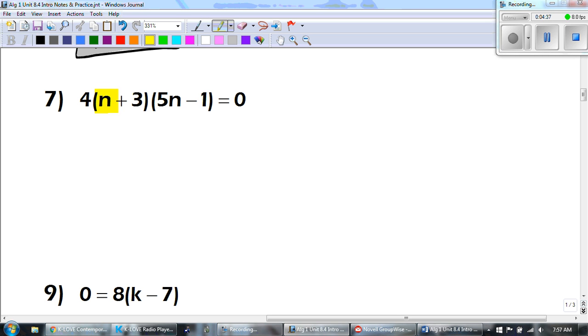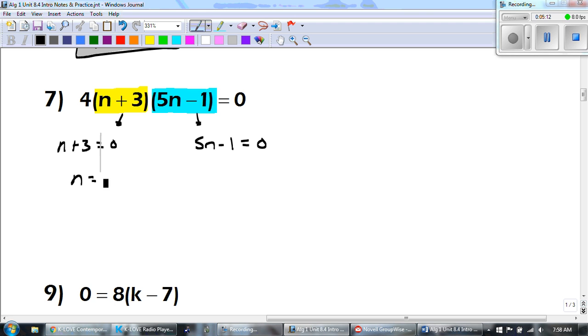Okay, so for number 7, I've got two variables right there. And we're just going to go ahead and set everything with the variable equal to 0. So n plus 3 equals 0, and 5n minus 1 equal to 0. Some of these you should be able to do fairly quickly. Like for number 7, I know that I have to subtract 3 to both sides, and I know that 0 minus 3 is negative 3. And you can write it like that.